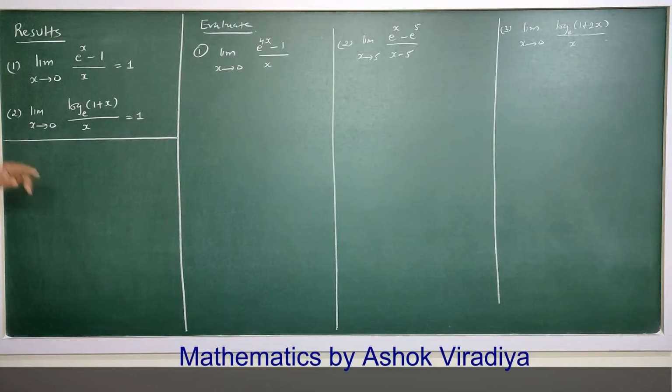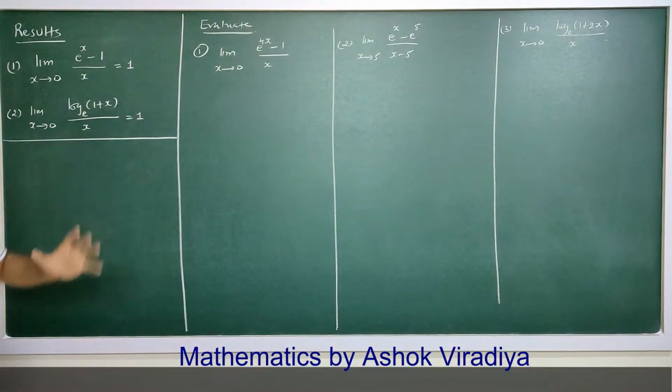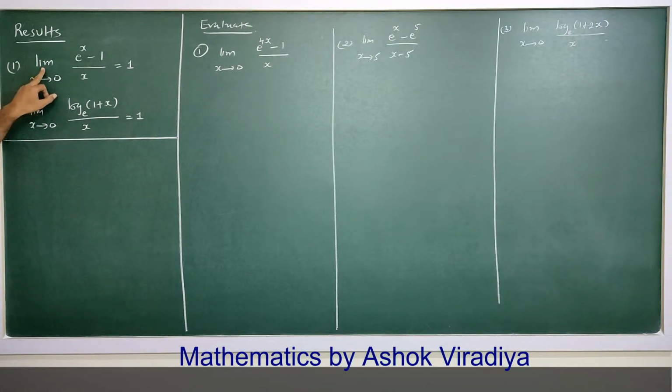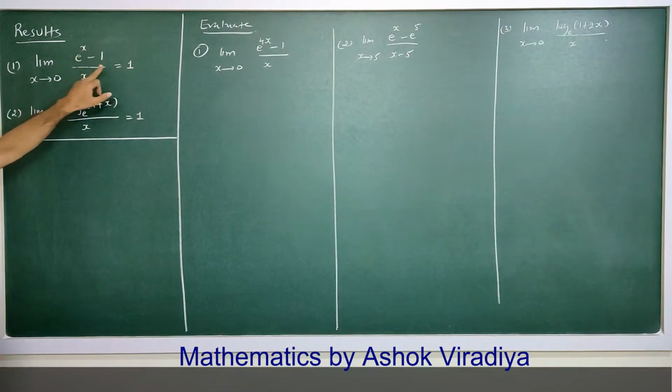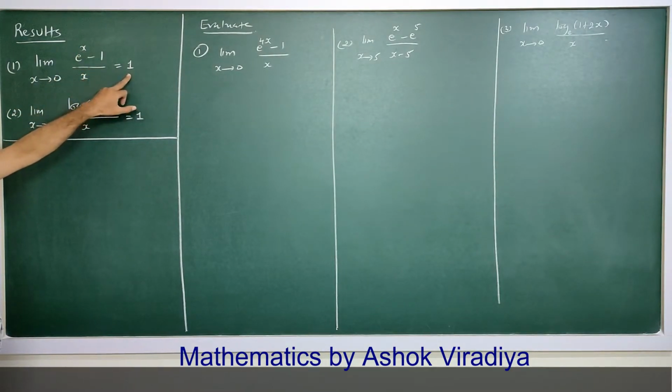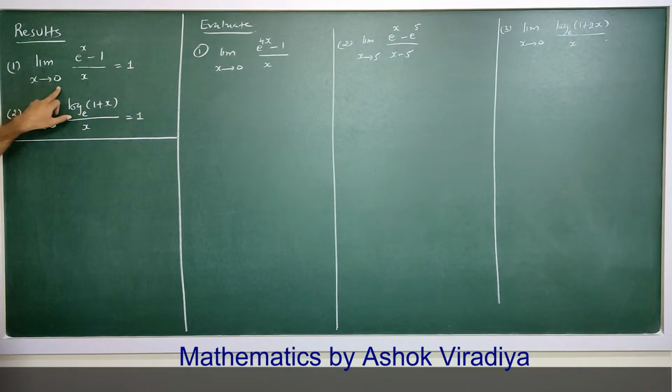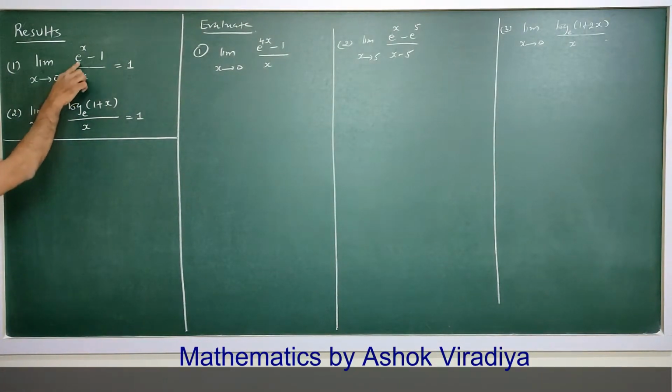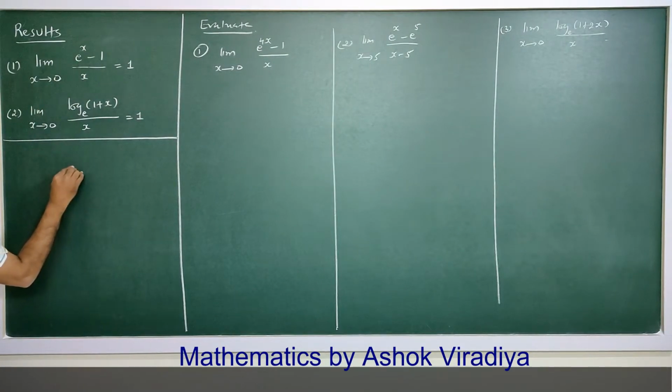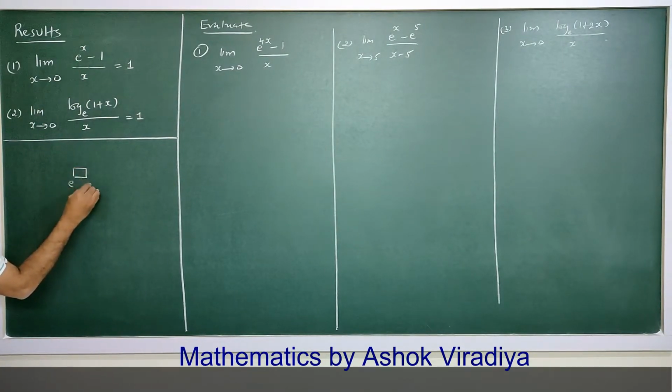Now, two important results to find the limit of a function. These functions contain exponential functions and logarithmic functions. See, this result: the limit of e raised to x minus 1 upon x is 1 as x tends to 0. Here, e raised to x minus 1 upon x.